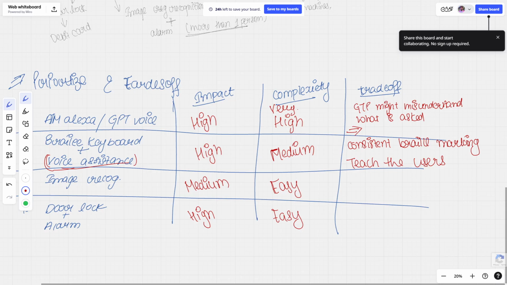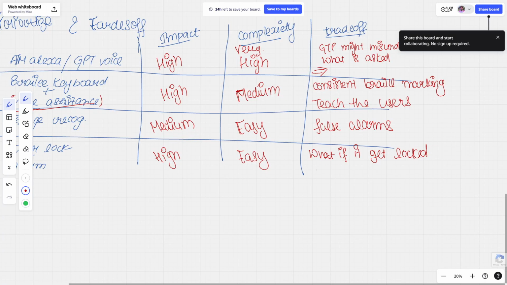Image recognition is easy, but there could be some false alarms as well, which is not the right thing. And what about door lock? What if the person gets locked? What if it gets locked unnecessarily, and the pin, the debit card scanner is not working fine, so that will create chaos.